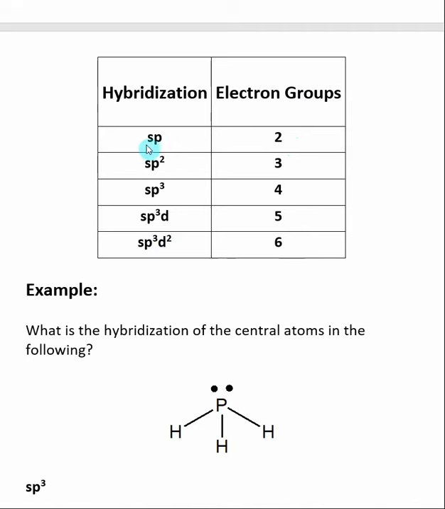The hybridization starts out with sp, and that's for 2 electron groups. 3 electron groups is sp2, 4 electron groups is sp3, 5 is sp3d, and 6 is sp3d2.